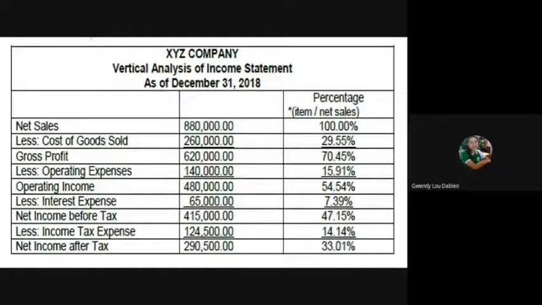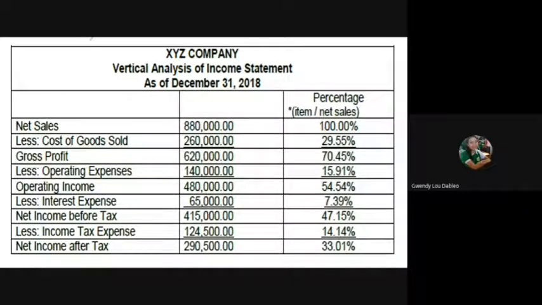You have here an example of vertical analysis of an income statement of XYZ company. As you can see, you have items for cost of goods sold, the gross profit, expenses, and the net income after tax. Our base here would be the net sales. To compute, the net sales amount of 880,000 is divided by the base amount, which is the net sales itself, times 100. So we come up with 100%.